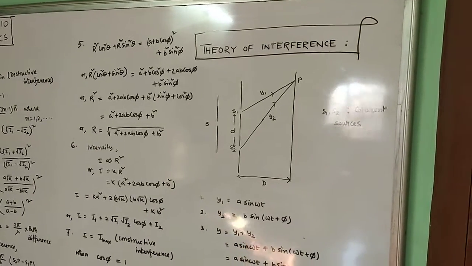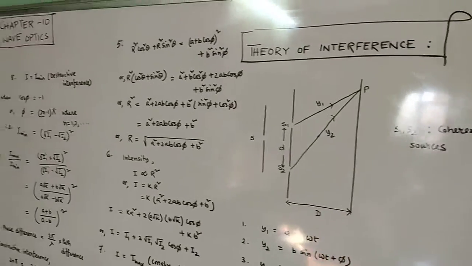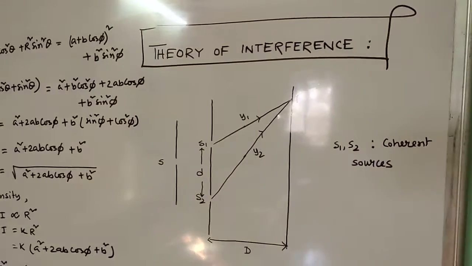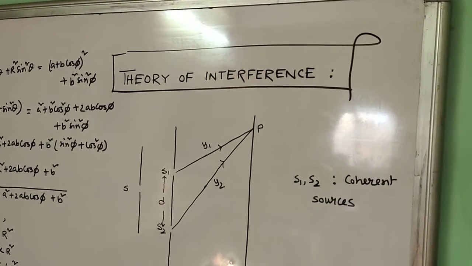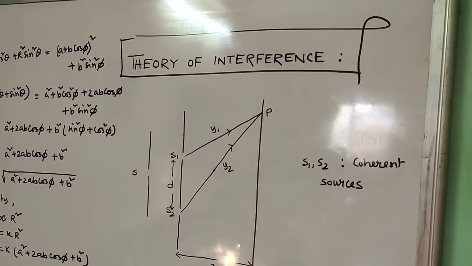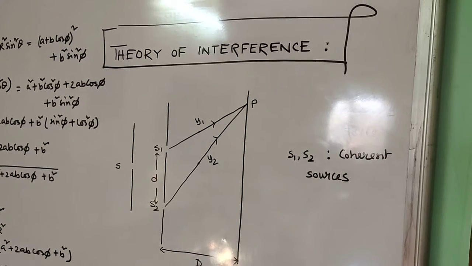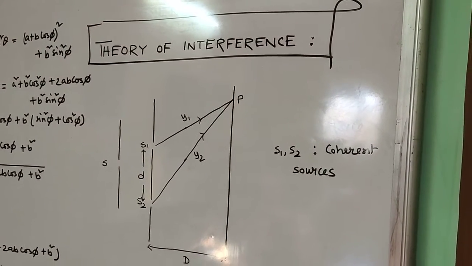Good morning, students. Today we are going to discuss the topic theory of interference, and it is chapter 10, wave optics. Now, last class we discussed a little bit about interference. Interference is nothing but the interfering of two waves of different amplitude with constant phase difference or with zero phase difference.